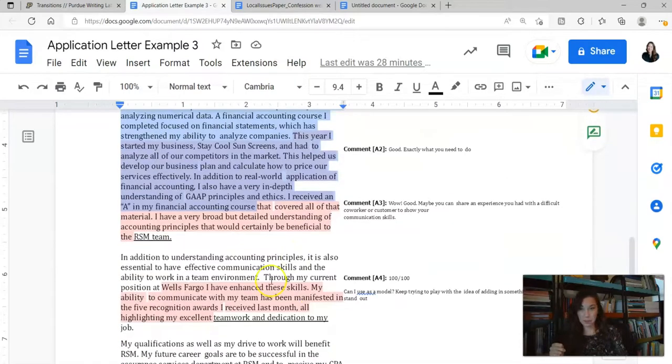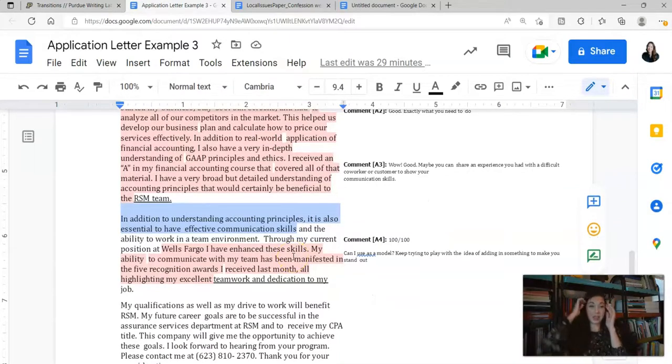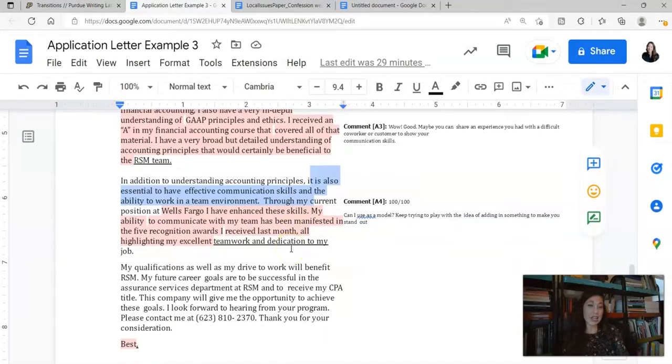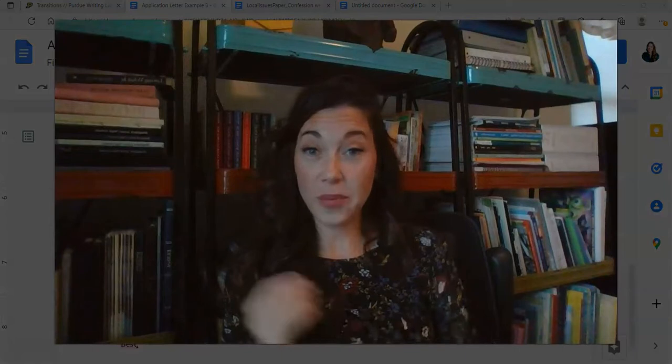And you see they do it again. So we talked about these accounting principles. In addition to understanding accounting principles, it's also essential to have effective communication skills and work in a team environment. So as a reader, I'm thinking to myself, okay, this is what they mentioned in the previous paragraph. All right. And this is what they're going to talk about in this paragraph. And it's just a signpost to me about what they're going to talk about. And then they give examples. It's beautiful.